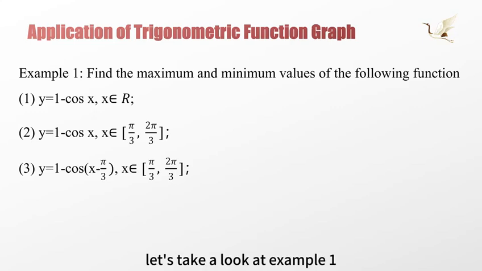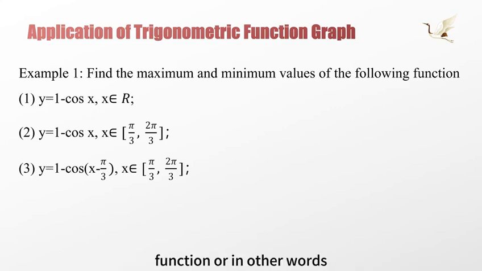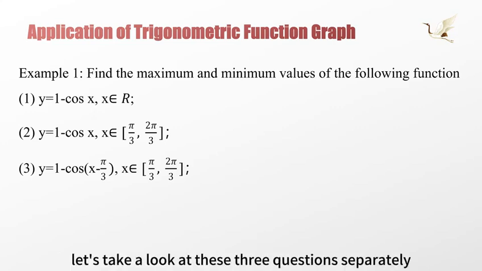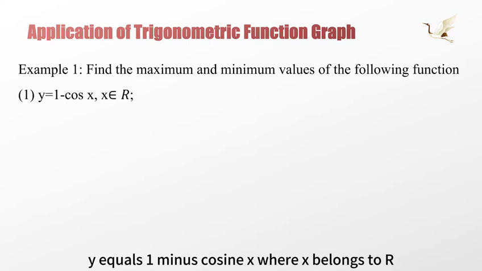Let's take a look at example 1. Find the maximum and minimum values of the following function, or in other words, find the range of values of the function. Let's take a look at these three questions separately. Let's take a look at the first question. Y equals 1 minus cosine x, where x belongs to R.